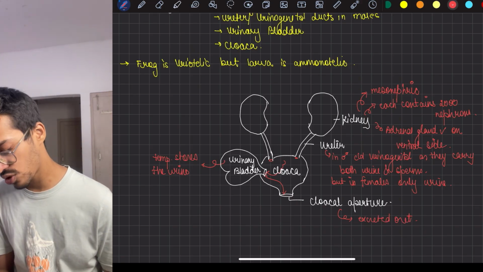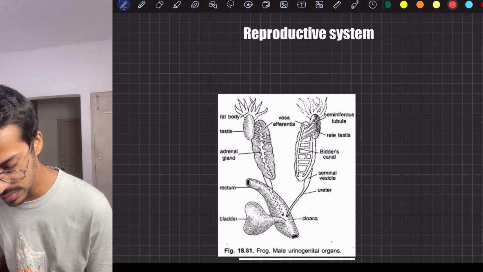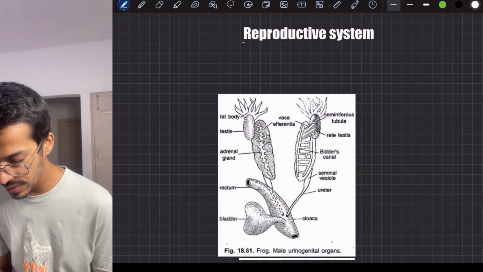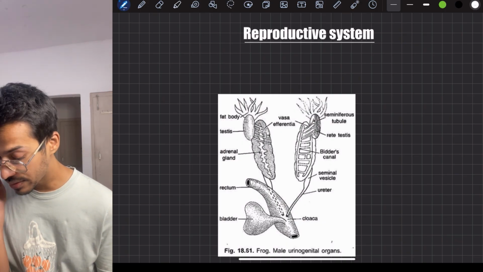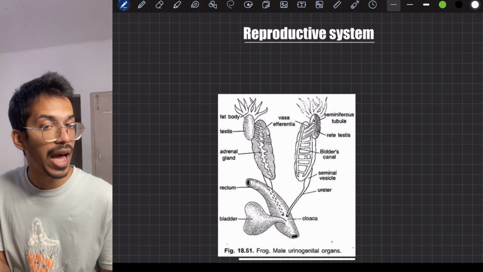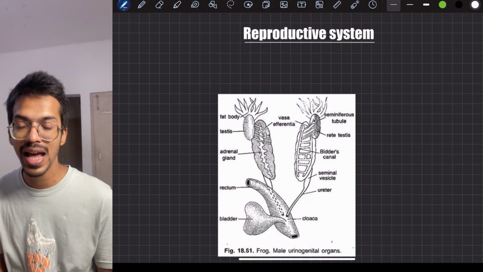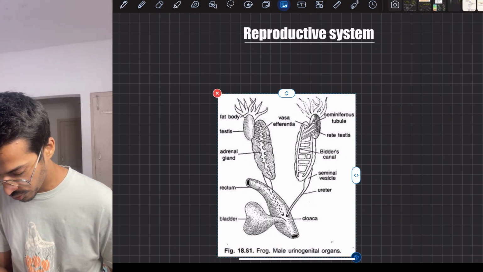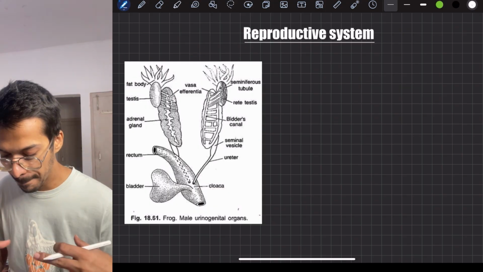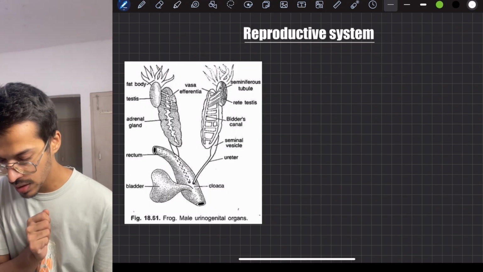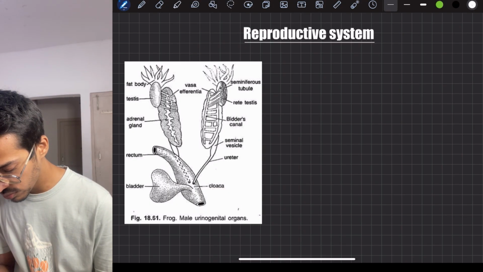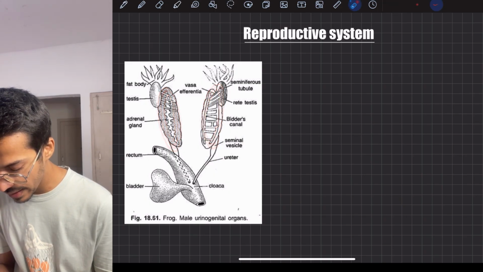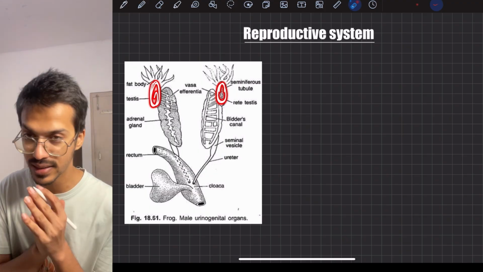Let's go to the last topic, that is the reproductive system. When we are studying the reproductive system, we have to remember that the reproductive system shows sexual dimorphism, meaning male and female have a different reproductive system. So first we're going to study the male reproductive system. This is the kidney, and from the kidney the testes are associated on its anterior side.